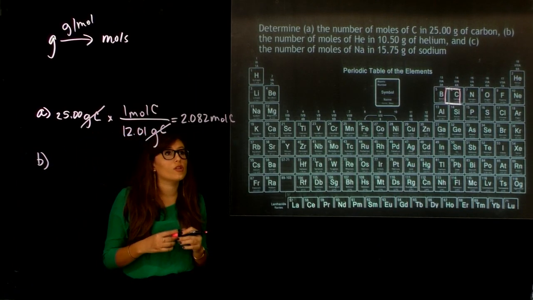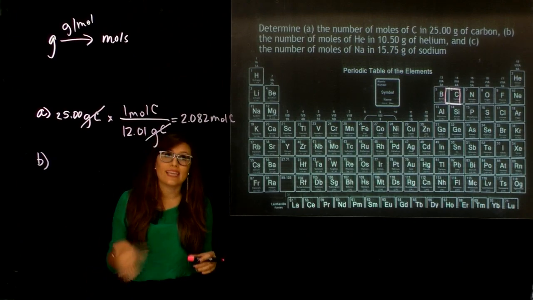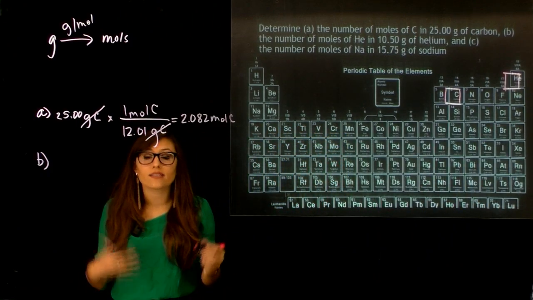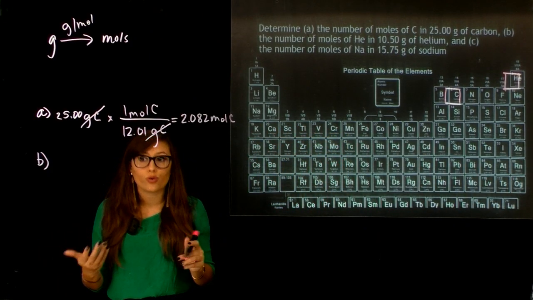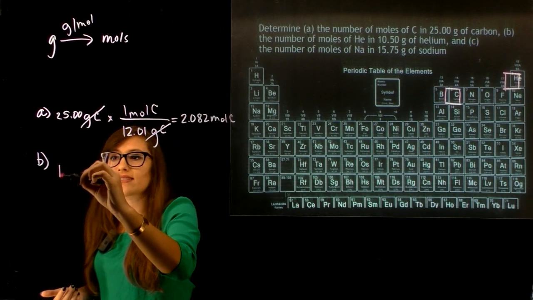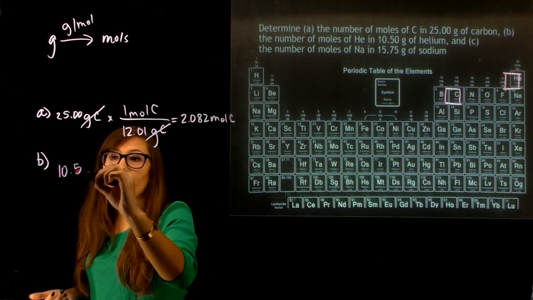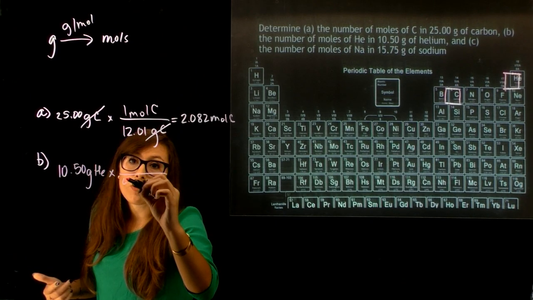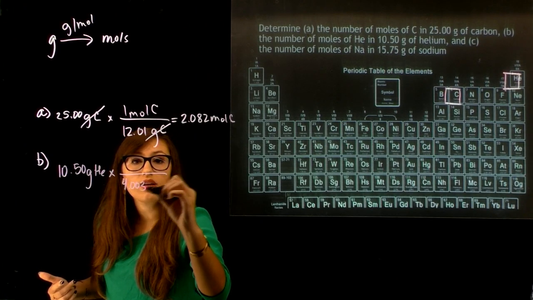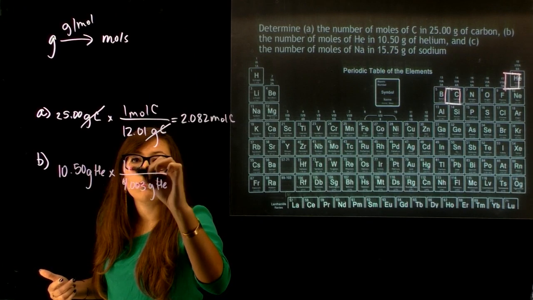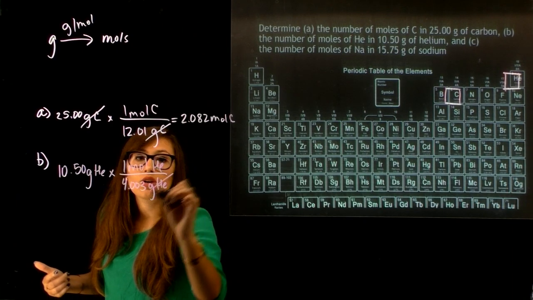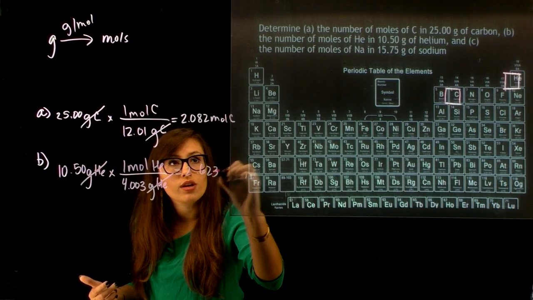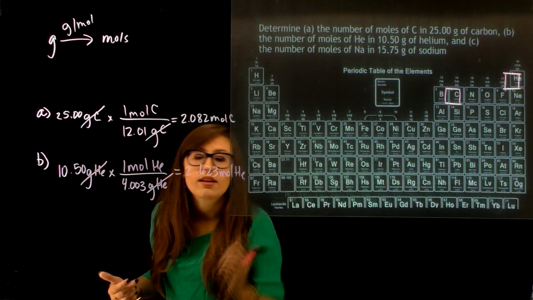In part B, we're looking at the number of moles of helium. If we go to the periodic table, helium has an atomic mass of 4.003 grams per mole. We can use that as our conversion factor. So we have 10.50 grams of helium multiplied by the reciprocal, 4.003 grams of helium per 1 mole of helium. Grams and grams cancel out, and we end up getting 2.623 moles of helium.